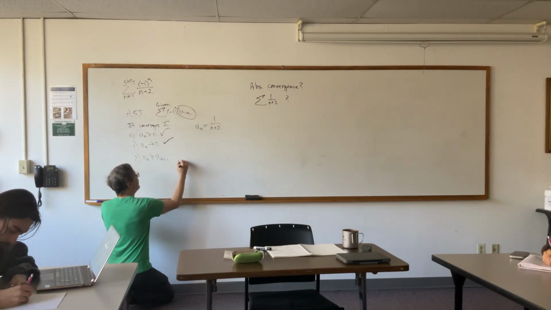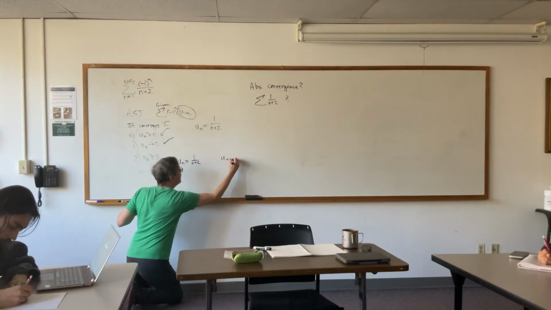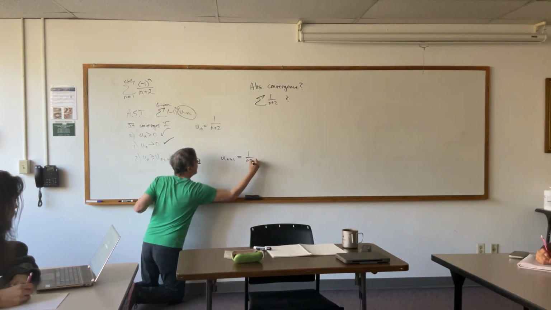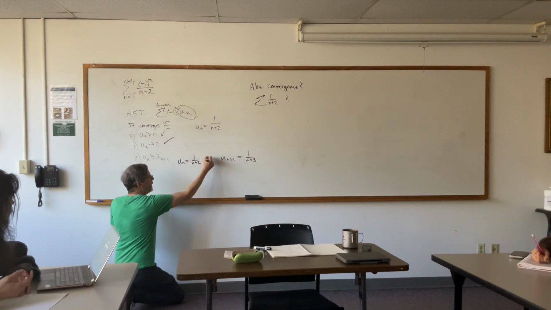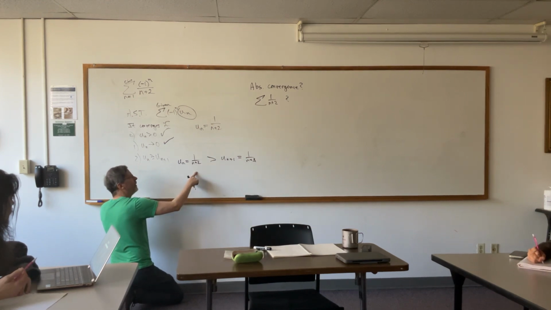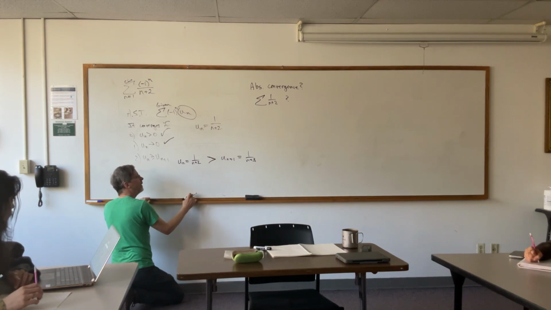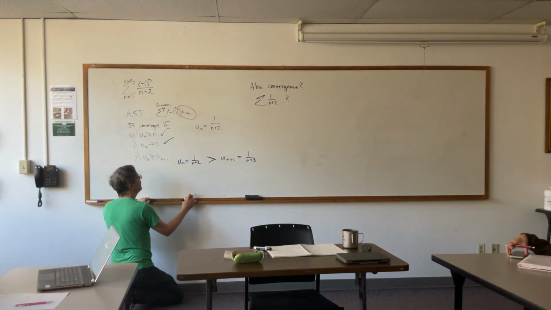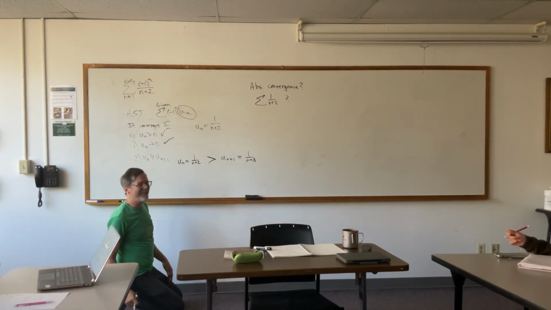So I'm going to write out u_n and u_{n+1}. And why is this one strictly less than this one? Why is this the case? It's a bigger denominator. Thank you. That's all we have to say, right? Denominator got bigger. It's all positive.